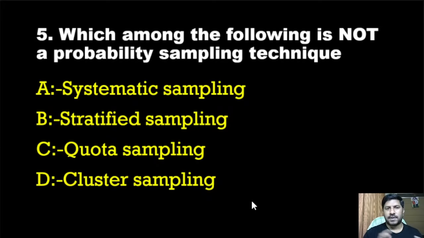This question is also from the nursing research subject. In sampling techniques, sampling is mainly divided into probability sampling and non-probability sampling. In this question, it is clearly asked which is not included in probability sampling. Probability sampling is also subdivided into different sampling techniques. In that, which one is not included in probability sampling?